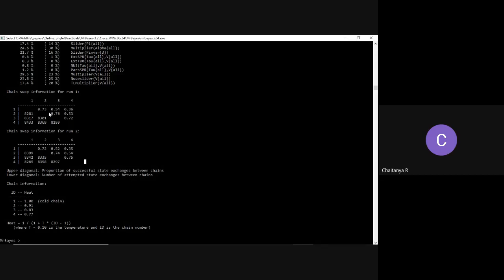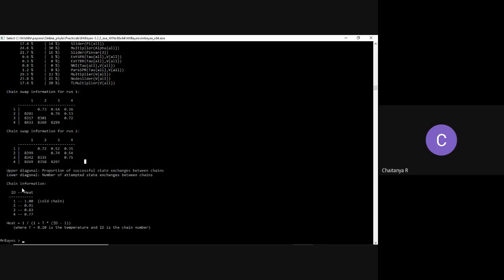So the proportion of successful state exchanges from 2 to 1 is 0.73, and the number of attempted swaps is 8,281. What it means is chain 2 has tried to swap with chain 1 8,281 times, and out of that, with a probability of 0.73 or 73% of the time, it has actually made the swap. Okay, so chain 4 has done it 0.36 times or 36% of the times, and so on and so forth.